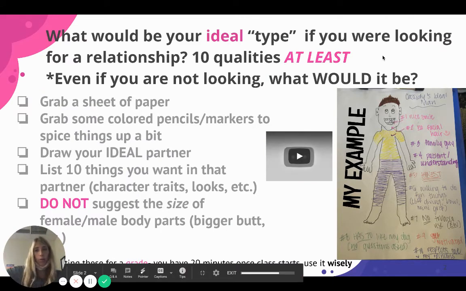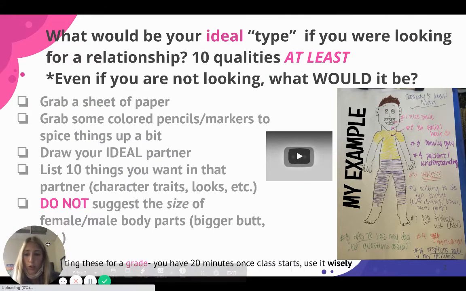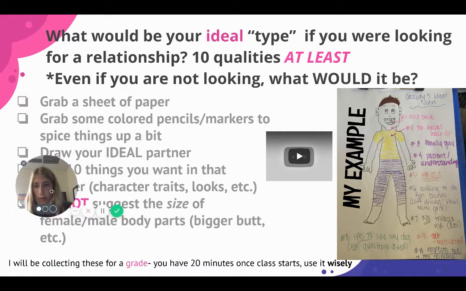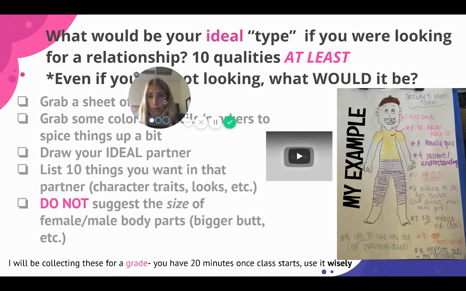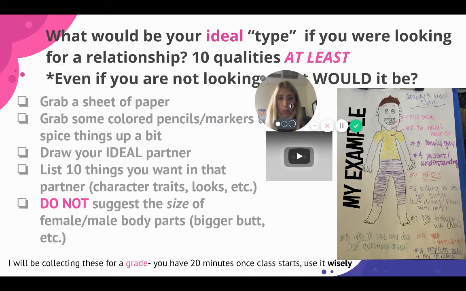For today's assignment, what you're going to do is draw what your ideal type is. So you're going to grab a sheet of paper and some colored pencils or markers to spice things up, and you are going to draw your ideal partner. In that drawing, you need to list 10 things you want in that partner. So that's maybe some character traits they might have, some looks that you would prefer, things like that.